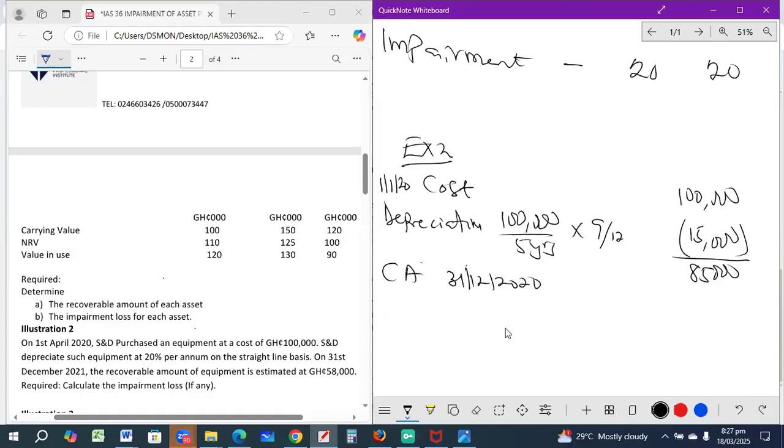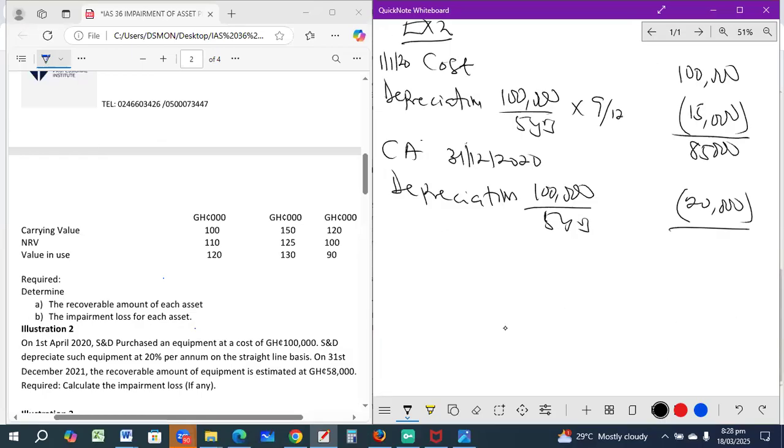When was the recoverable amount given? December 2021. So we need to charge the depreciation for 2021. So depreciation will be 100,000 over 5 years, which will give us 20,000. So what will be the carrying amount as at 31st December 2021? 65,000.